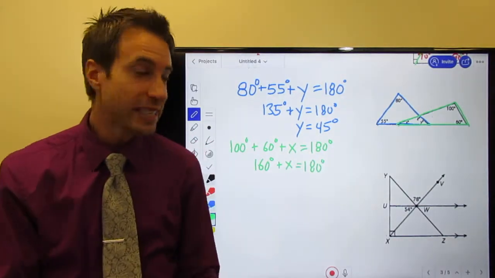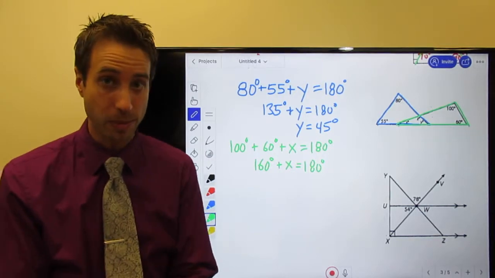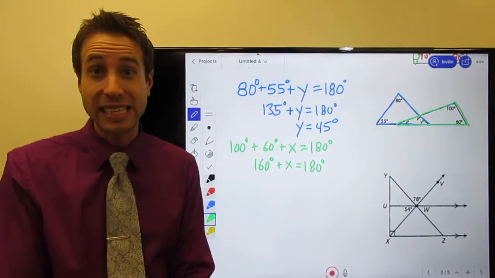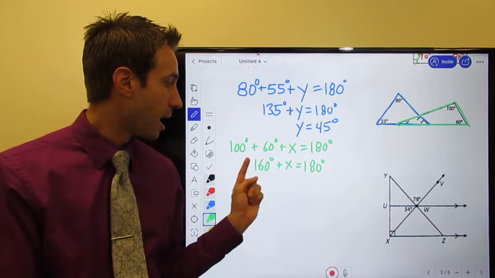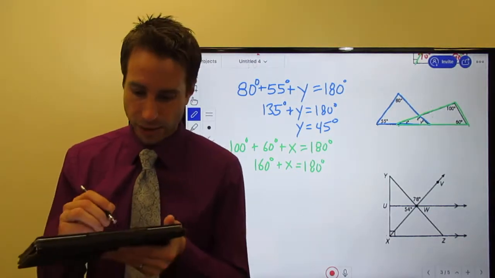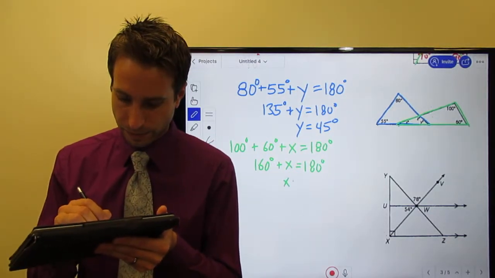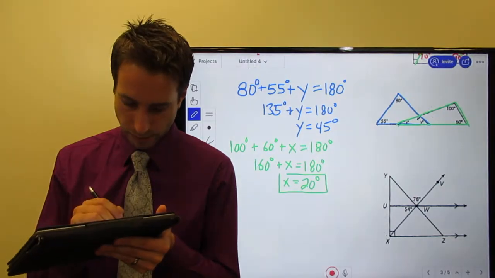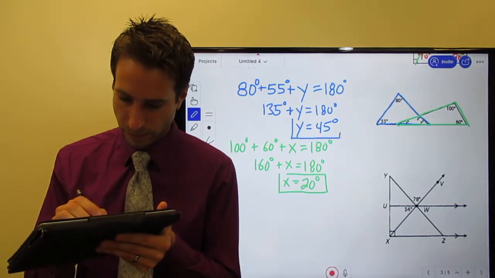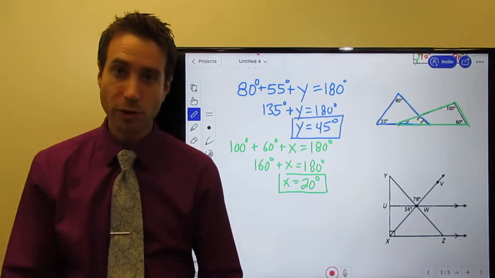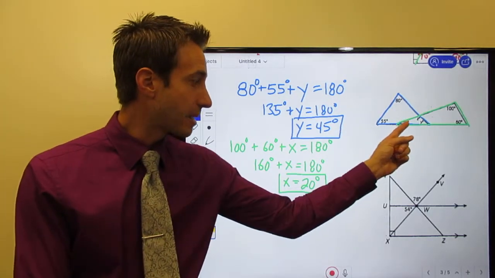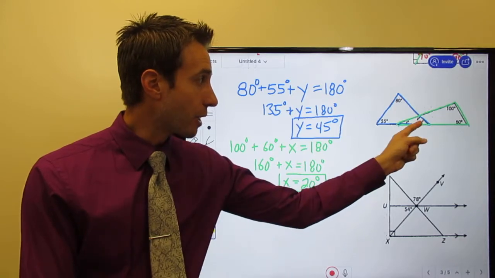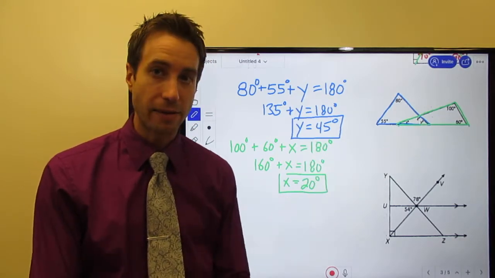Again, not really terribly complicated algebra problems, right? This is really pretty basic algebra 1, actually. Subtract the 160 to the other side. Should get 20 degrees. Well, guys, here's the beautiful thing. I now know that X is 20. I know that Y is 45.